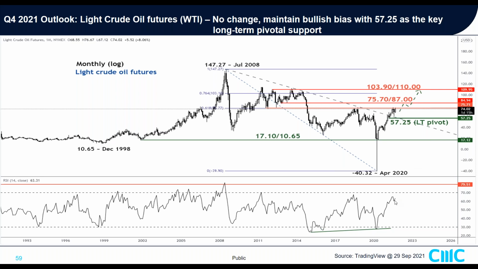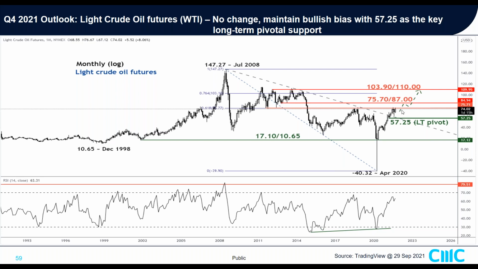This is the monthly RSI. It is showing higher low and higher high. Look at the RSI, and the RSI still has room to push up before hitting an extreme overbought level at 79, which corresponds to the peak of July 2008, pardon me, 2008. Okay, so it's no change because it actually didn't break out above the 75.70 level. So no change, still using 57.25 as my key long-term pivotal support for this quarter.